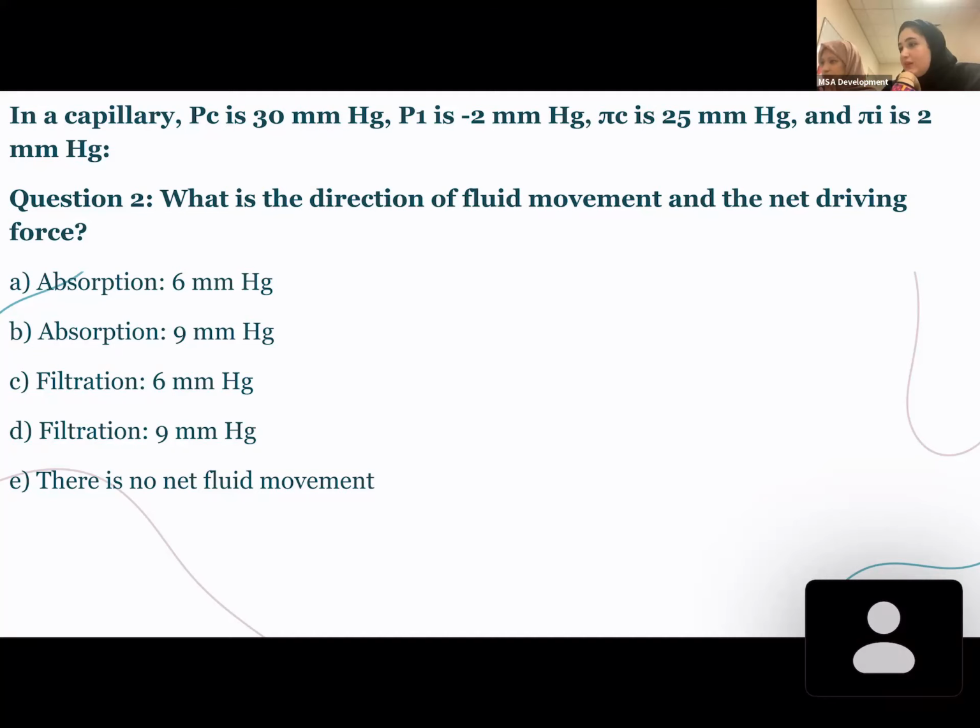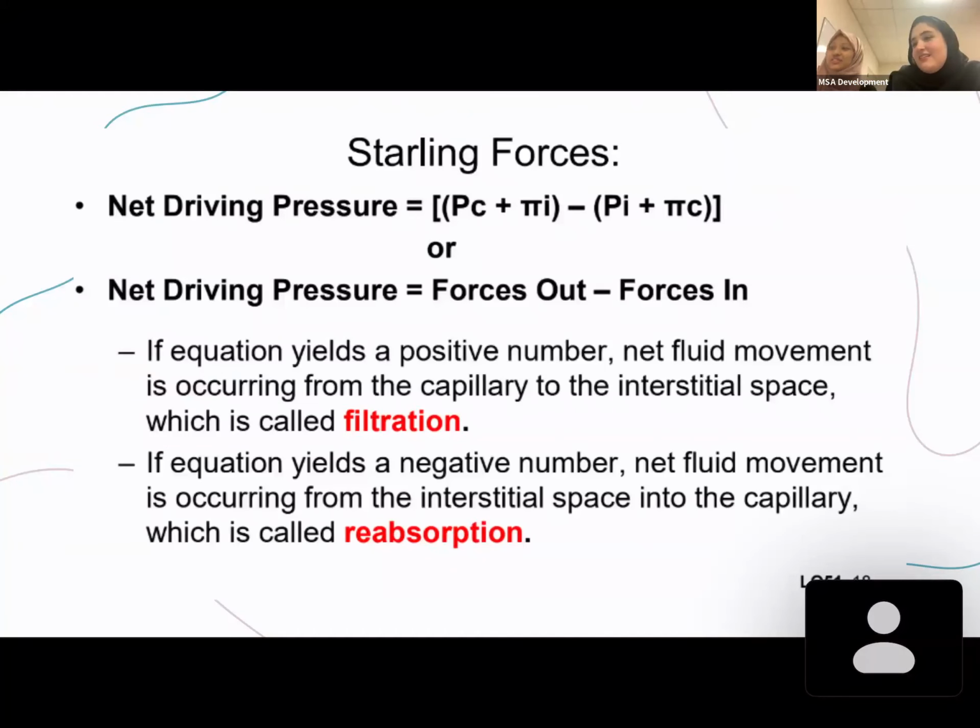32 minus 23. Oh, thank you for explaining. That's so nice. So 32 minus 23 is 9, and it is correct. But it doesn't only end there. We have to know if it's absorption or filtration, which way it is going. It's positive, so it's filtration. This is clear from the Starling forces, which is what I wanted you to know from the last one.